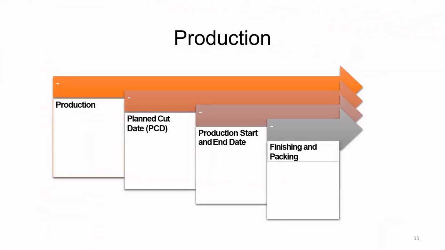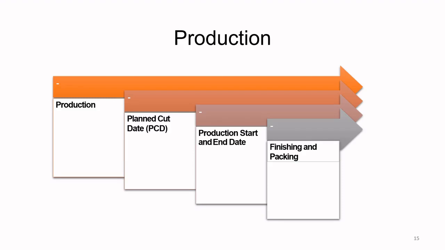And when we talk about production, the first thing is the production cut date, the planned cut date. Now the planned cut date PCD means the day on which all the samples have been approved, all the patterns are okay, all the raw materials have been approved for production. So the date on which the bulk cutting can be done is called the planned cut date, PCD.